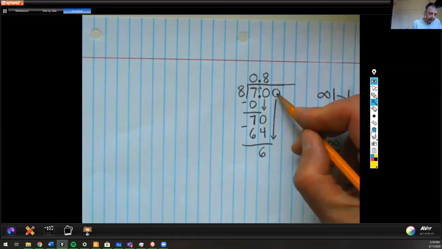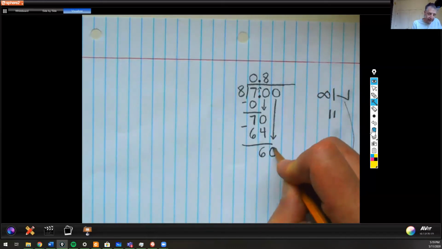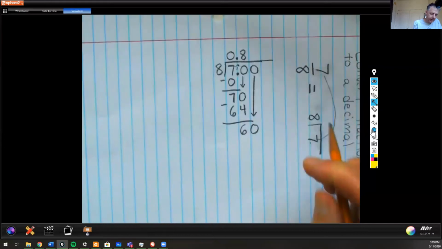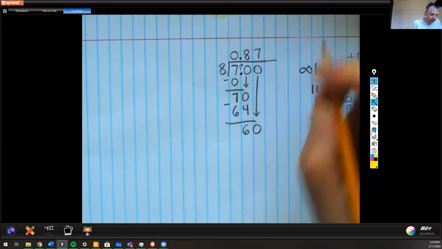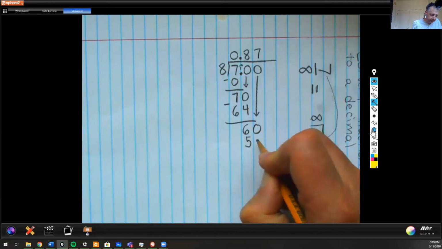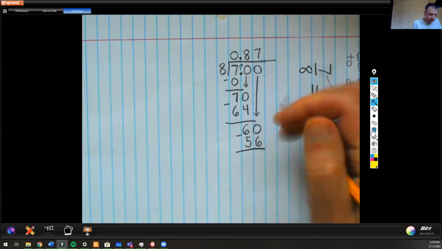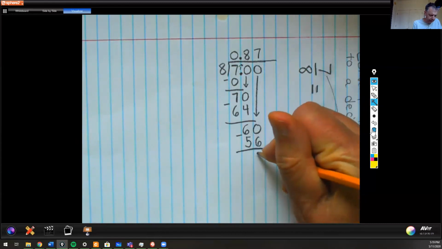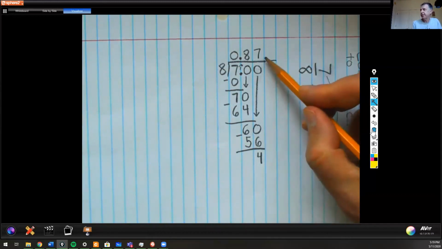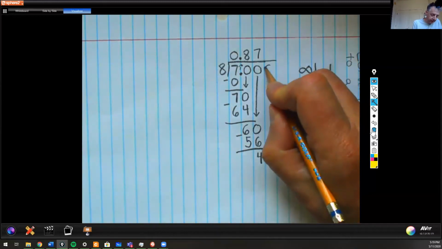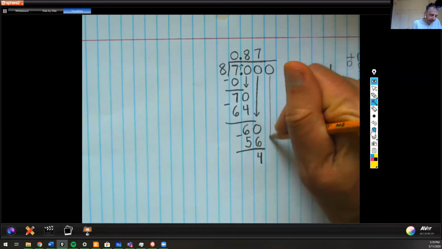I'm going to take the annex 0 that I just added, drop it down so 6 becomes 60. And I know that 8 times 7 is going to equal 56, which is close to 60. And I'm going to subtract 60 minus 56, and I'm going to get 4 as my remainder. Well, I'm not at the thousandths place yet, so I'm going to annex a 0 because I've got a remainder here. And I'm going to drop down that additional 0 that I annexed down to here.